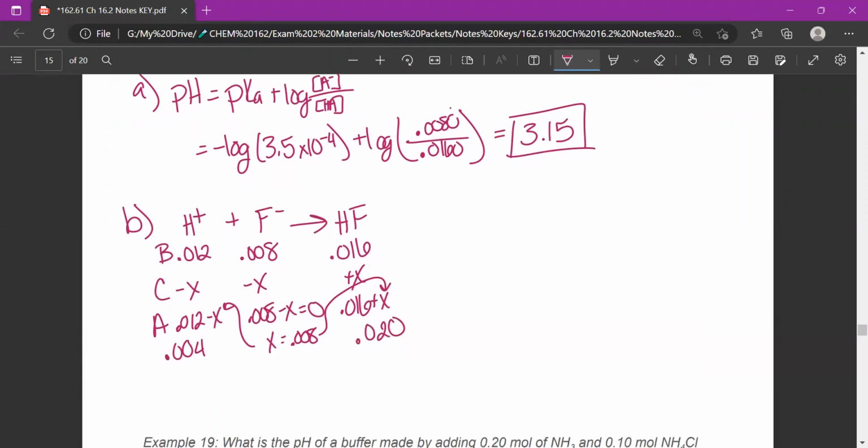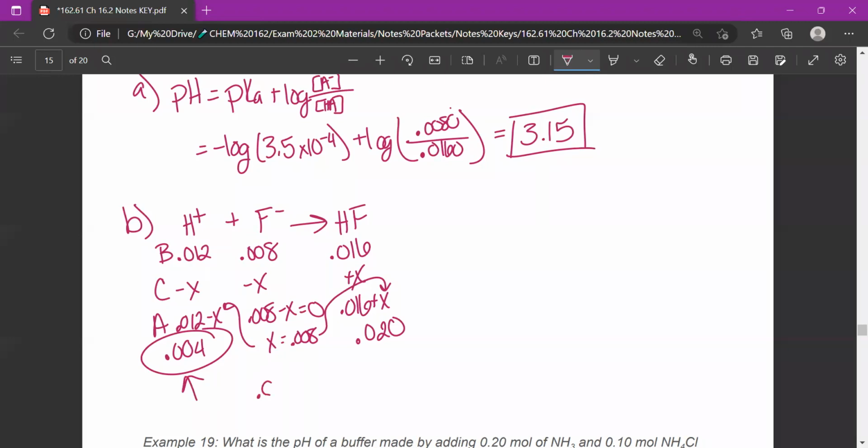Now, I used all the F minus. That's what ran out. So actually, this solution went past the buffering capacity. I have excess H plus. While you could do a weak acid, find the pH of it with that 0.020 hydrofluoric acid, remember, if you have strong and weak together, the strong is what is going to completely dominate the pH. So I can just use this to find the pH, all right?